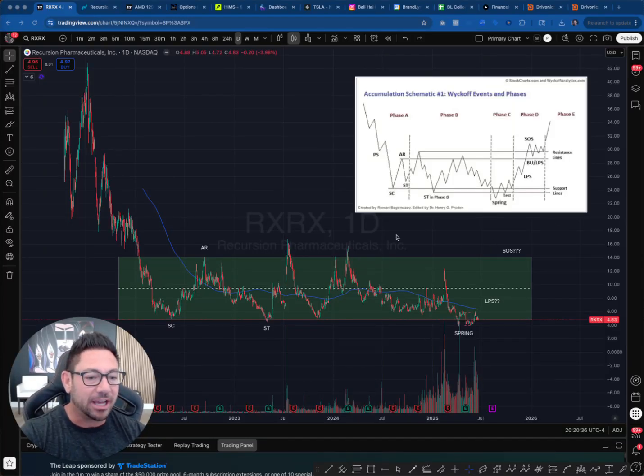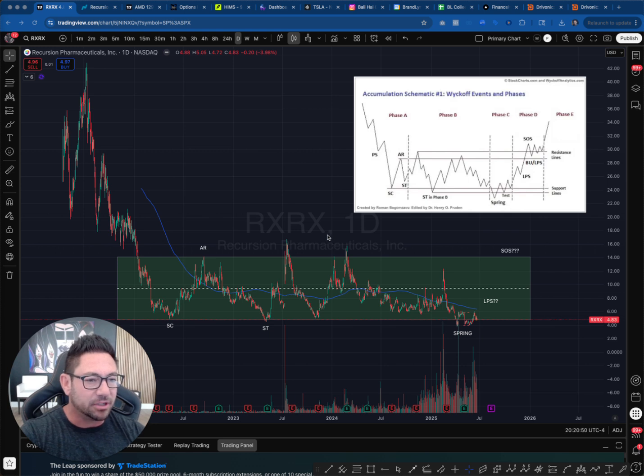Today we're going to look at a unique small cap biotech, and the name is Recursion Pharmaceuticals. Ticker symbol is RXRX, and the reason we're going to look at it today is because I wanted to show you what I'm seeing in terms of an accumulation schematic via the Wyckoff method. And I want to show you why.